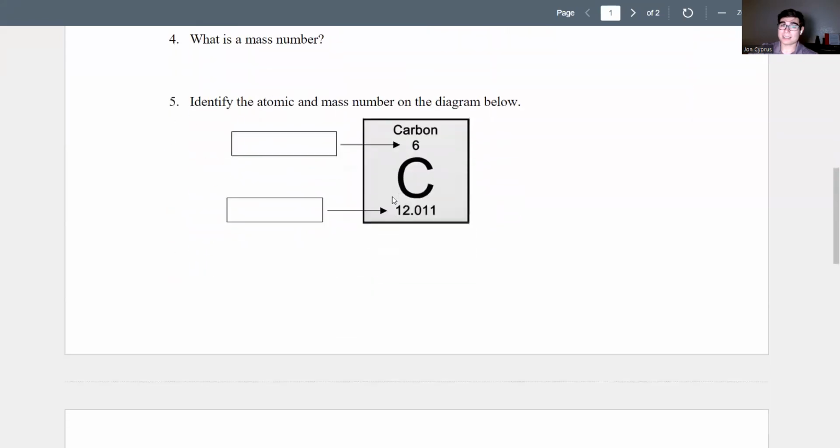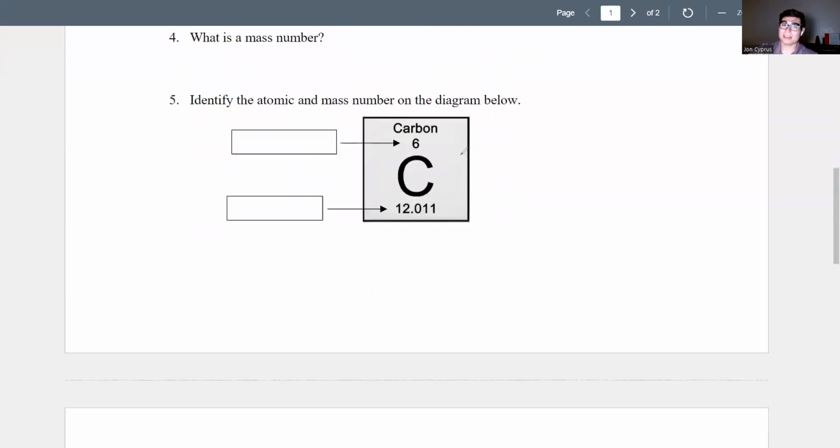Number 5, it says identify the atomic and mass number on the diagram below. So the atomic number is right up here, and that's just a 6, which means that this has 6 protons. And the mass number here is 12. So oops, I'm supposed to label it like this. Atomic number and the mass number. So the mass number is found below the element symbol.